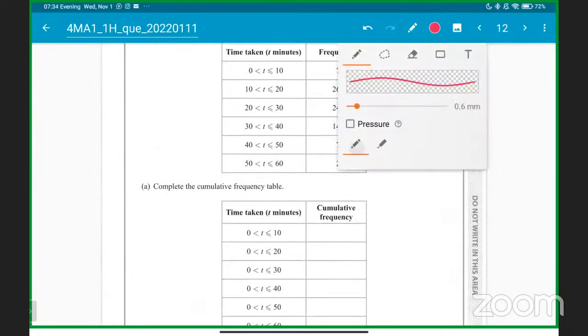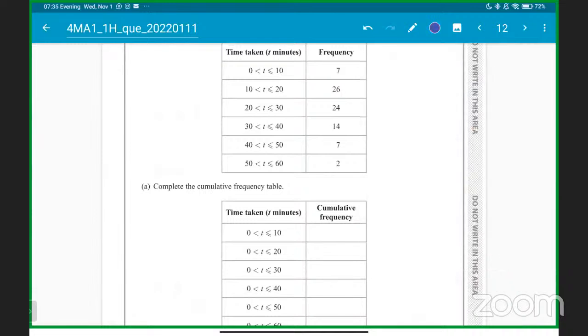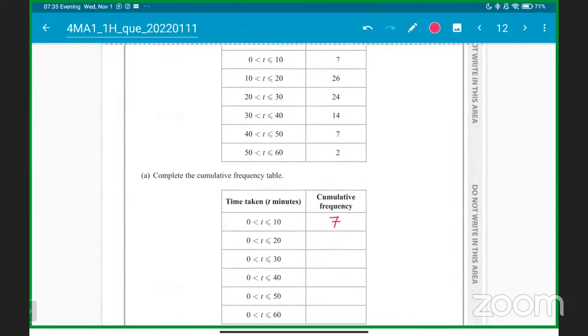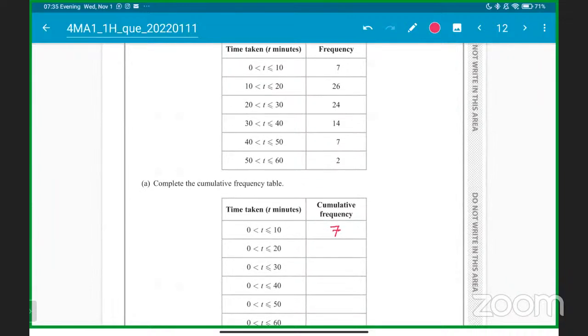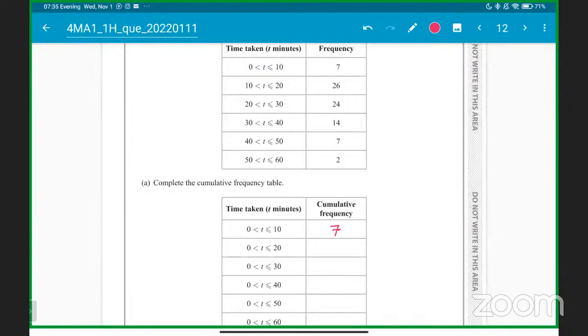So how do you get the cumulative frequency? You just add. Between 0 and 10 minutes, we have 7 customers only. Then from 0 till 20 minutes, it means these customers plus these customers get included, so it's going to be 33 customers. Then from 0 till 30 minutes, you just have to add on. So 7 plus 26 plus 24, that is 57.